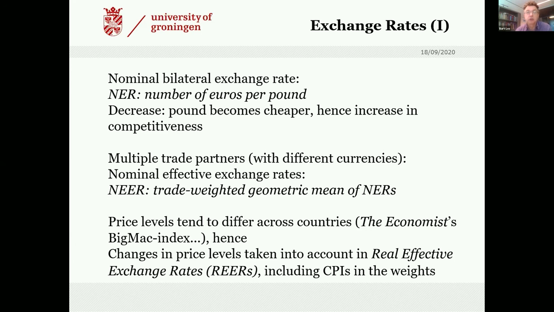It is important to take into account that price levels are quite often different across countries, and one of the most well-known examples is reflected in the Big Mac index published by the Economist. So we should take a change in price levels into account when we focus on real effective exchange rates, and these often include consumer price indices in the weights.